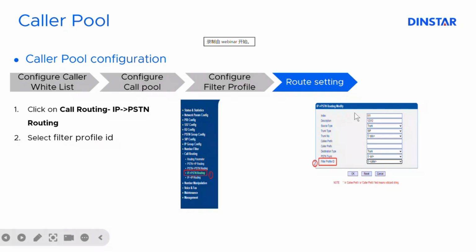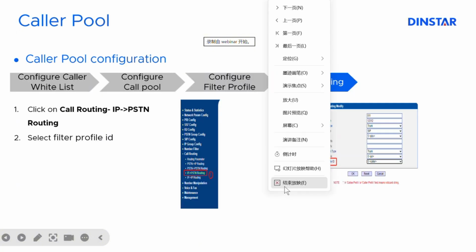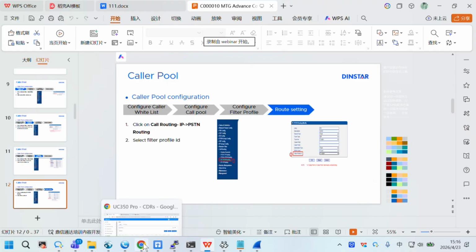So for the outgoing calls, we just apply it here, in the filter profile ID. Okay, so I will also show you a demo about.